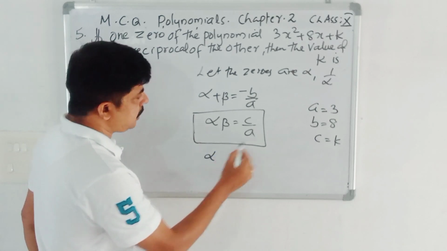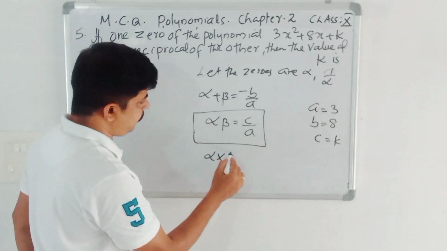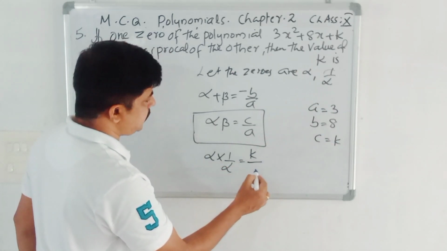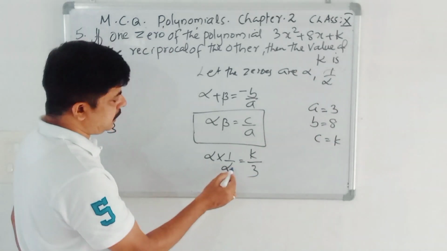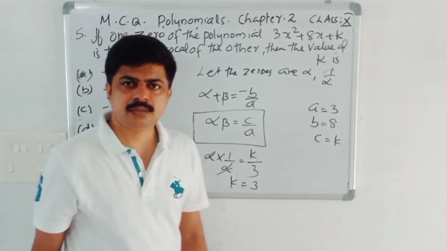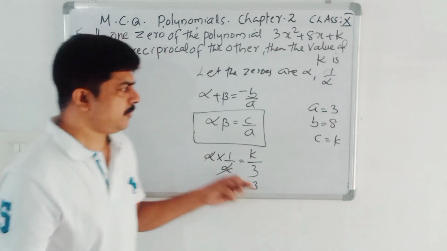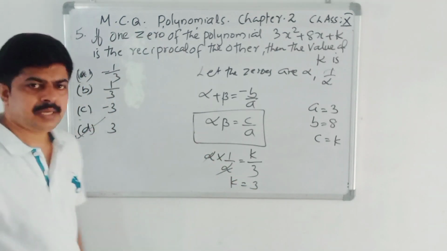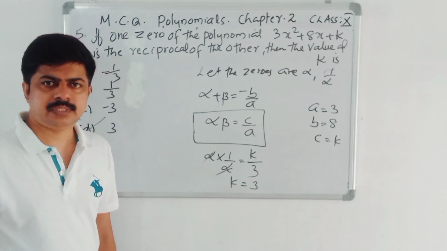We have alpha, and our beta is 1 by alpha. We have c is k, a is 3. Therefore alpha will be cancelled. Therefore k is equal to 3. k is equal to 3 is the right answer. Therefore in the options we can see that this is the right answer, k is equal to 3.